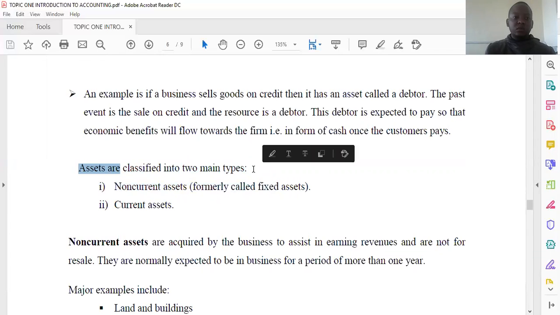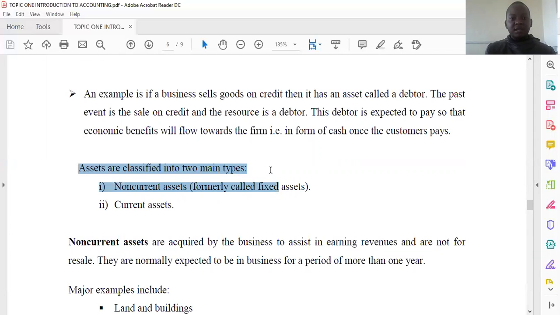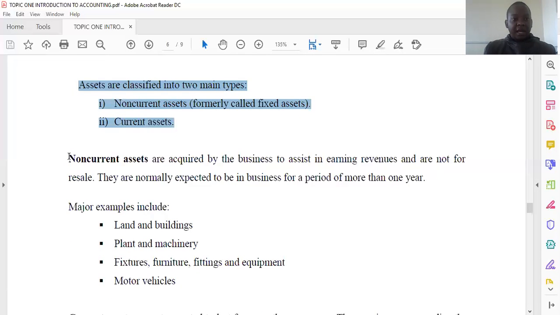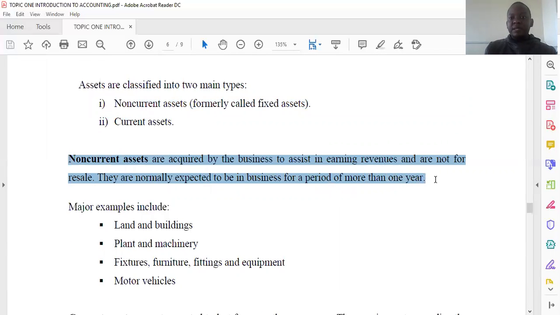Assets are classified into two. We have non-current assets and we have current assets. Non-current assets are those which last in the business for a period exceeding a year, and current assets are those which are held by the business for periods less than a year. Non-current assets are acquired by the business to assist in earning revenues and are not for resale. They are normally expected to be in the business for a period of more than 1 year.